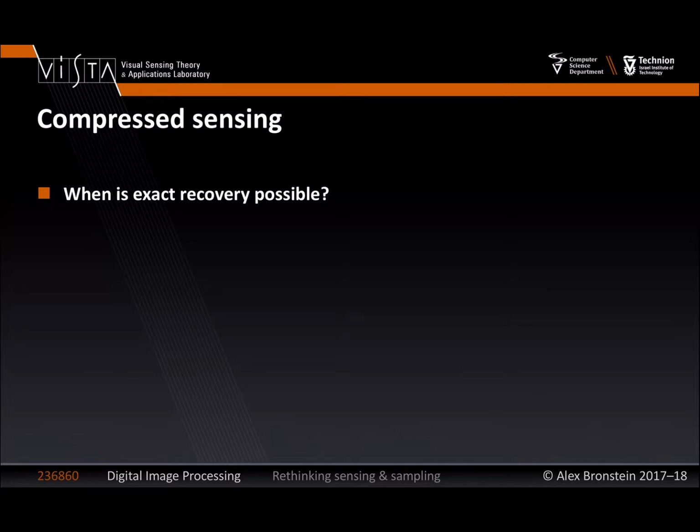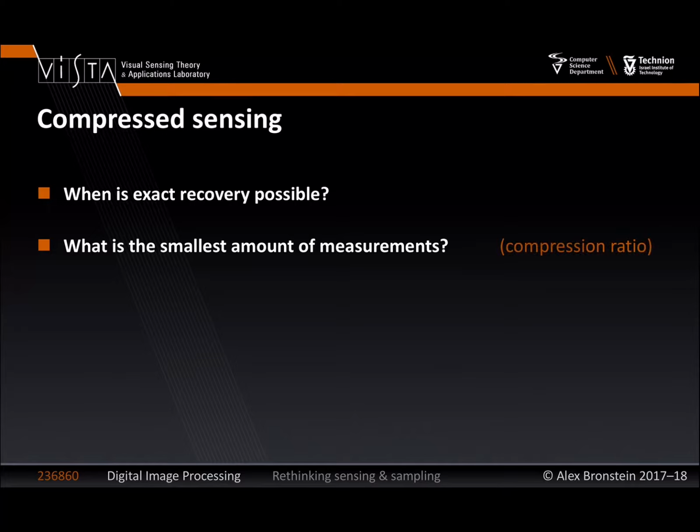And let's ask the following question. First of all, when can we do exact recovery? We have an underdetermined set of measurements, but we have a prior. So when can we do exact recovery? And what is the smallest amount of measurements? So basically, what is the compression ratio that we are going to get in this sensing process?